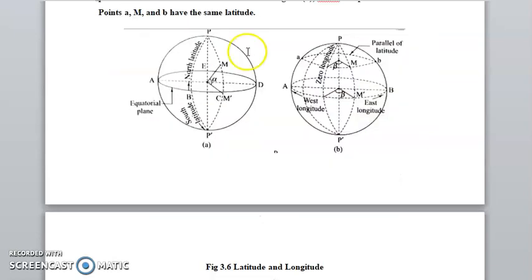This is the equator plane. So southern latitude, northern latitude, west longitude, east longitude, zone of latitude, parallel of latitude. These are in the figure. This is beta. This is the equator, an equator plane. Here we can see the latitude and longitude.